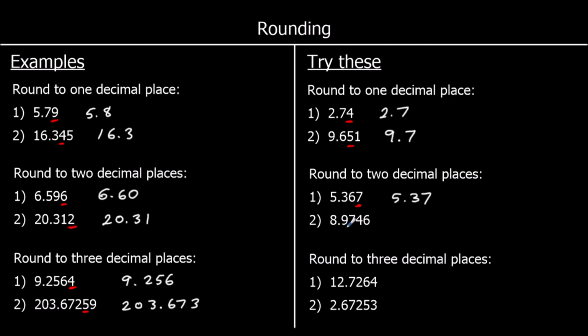And 8.9746. We want 2 numbers after the decimal point. So we look at the next one. Is it 5 or above? No. So we leave it as it is, 8.97.